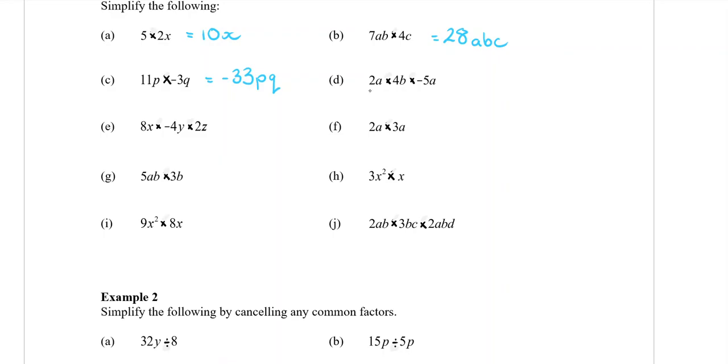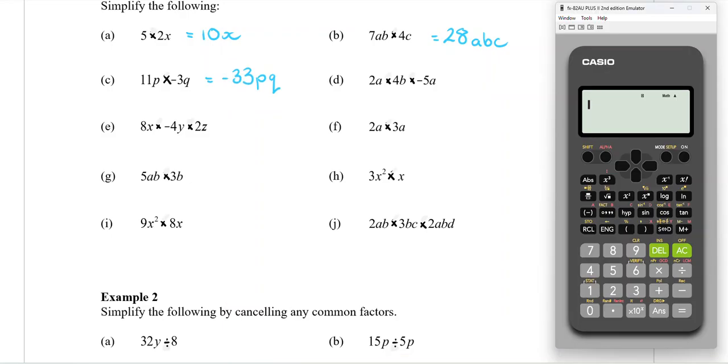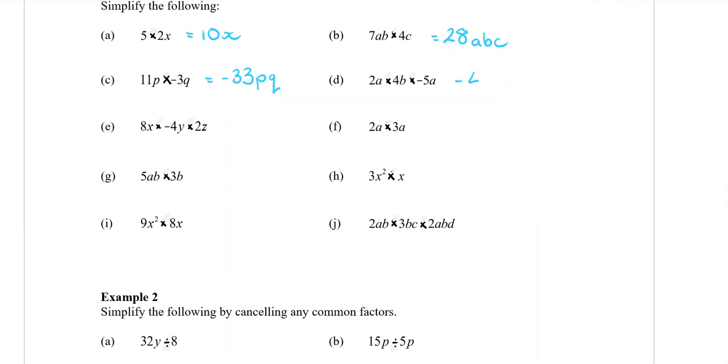It still works for part D when we have 3 terms. Because they're all multiplied, we're going to multiply all 3 numbers. So let's use our calculator for this one. We're going to go 2 times 4 times negative 5 to get negative 40. And then the letters A, B, and another A. If we have 2 of the same letter, A times A can become an A squared, and then the B will sit after it. Again, alphabetical order. So A squared first, and then the B.